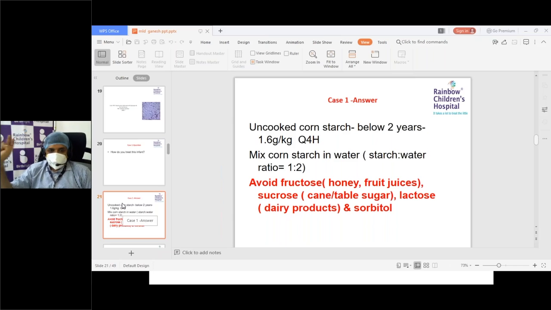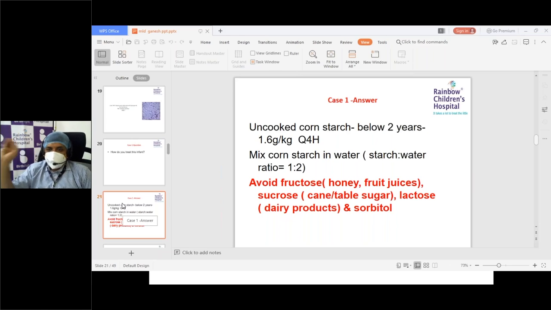And the next most important thing, which forms the cornerstone of therapy in children with glycogen storage disorder, is uncooked cornstarch. The dose below 2 years is 1.6 grams per kilo, and they have to mix cornstarch in water. The starch to water ratio is 1:2, so 1 teaspoon of cornstarch with 2 teaspoons of water.